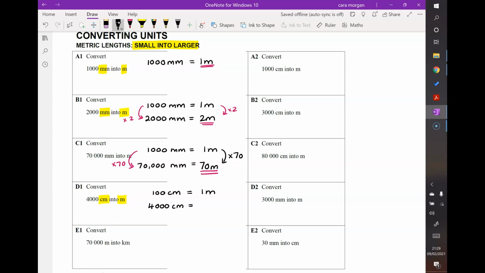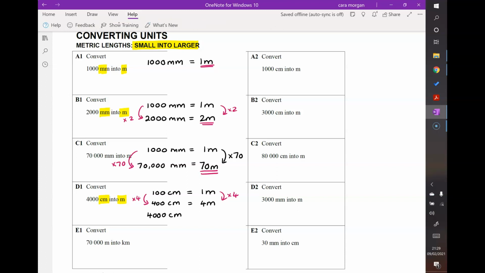Now, if I want to get 4,000, I'm going to have to multiply 100 centimetres by something. Now, if you find that a little bit tricky, one thing that I could do to make it a bit easier for myself is figure out what 400 centimetres is. And I know that that's just 4 times as big. So I know 400 centimetres is 4 metres. And that just makes it slightly easier to see that 4,000 centimetres is just going to be 10 times as big as that. So I've taken 2 steps here.